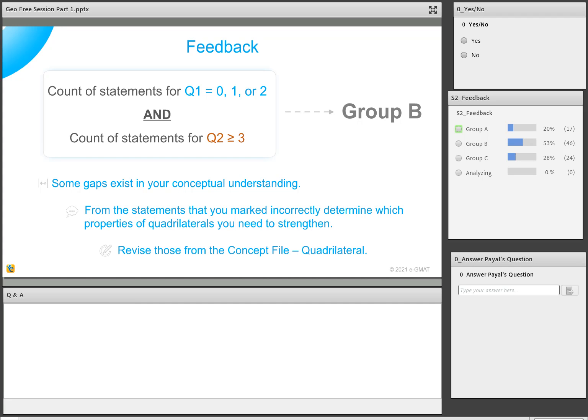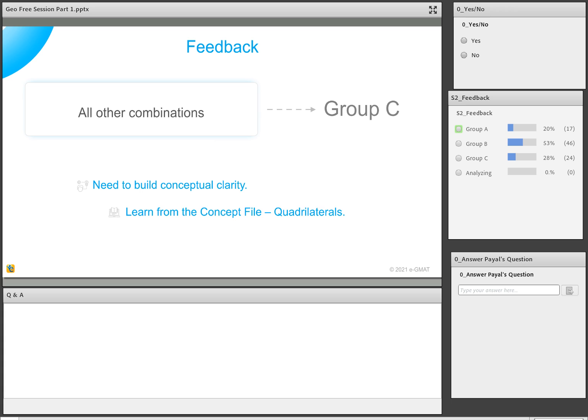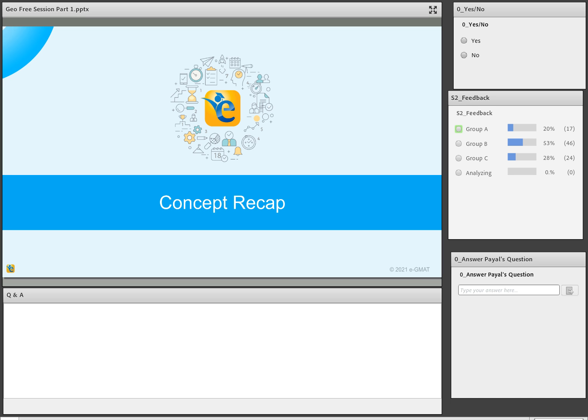Okay. Now, group C, you need to build conceptual clarity, and that feedback is very important for you, because you need to invest time in building your conceptual ability so that you can then build your process skills and then get to the path to Q50. Okay. Now, what do you think about this feedback here?